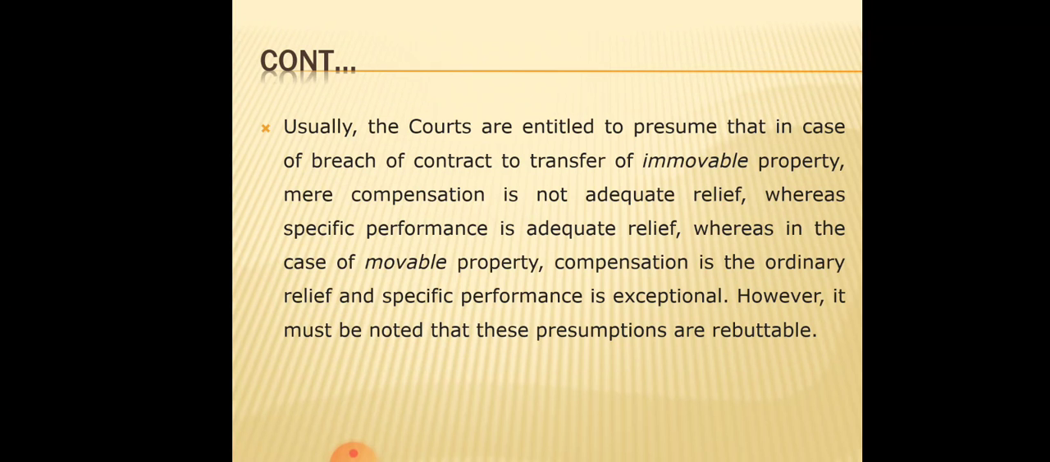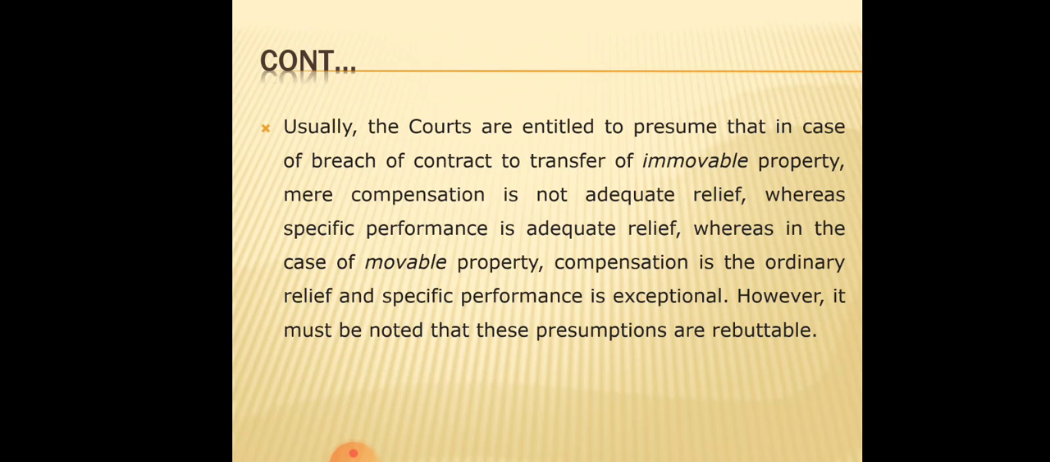Here, usually, the courts are entitled to presume that in case of breach of a contract to transfer immovable property, compensation is not adequate relief, whereas specific performance is adequate relief. So there are certain cases. So the possibility of performing their part, if that is possible in that case, there may be a specific performance, that kind of relief or the remedy that court can give. Whereas in the case of movable property, compensation is the ordinary relief.